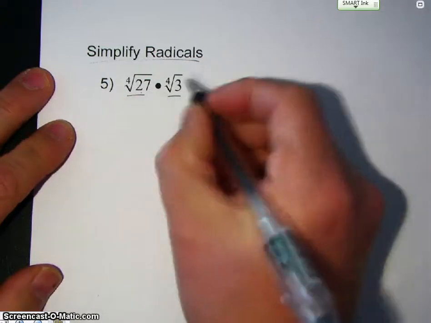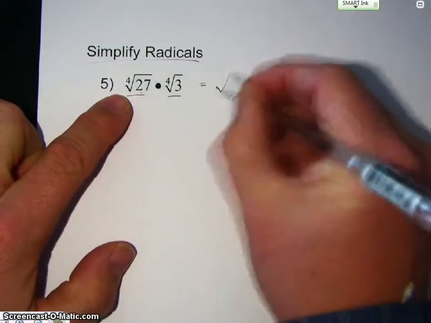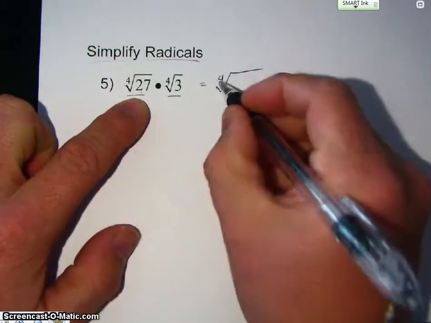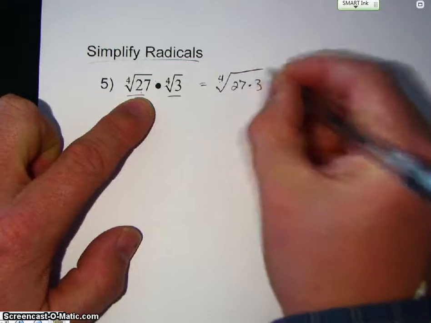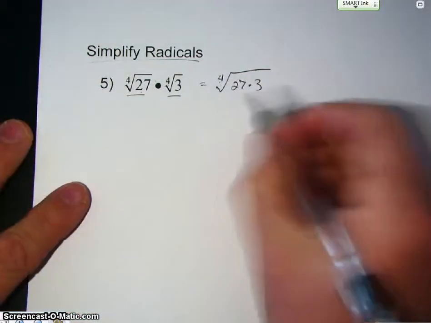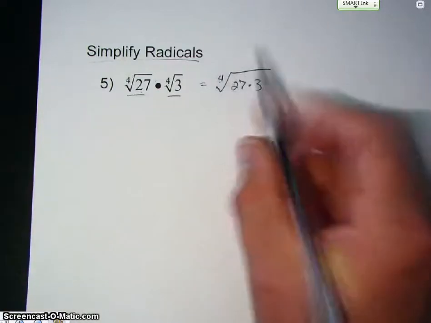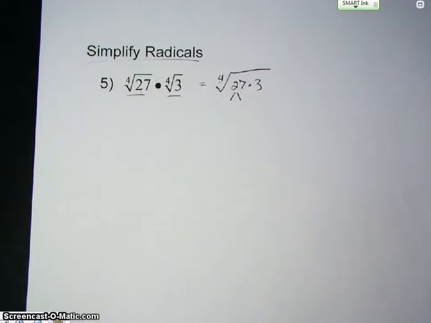Since they both have the exact same radical, you can write one radical to the fourth root, and just put here 27 times 3. Now, what I like to do, I'm not actually going to multiply these. I want to simplify them. So I'm going to break this down into the prime factors. In other words, I'm doing the prime factorization, or the factor tree.